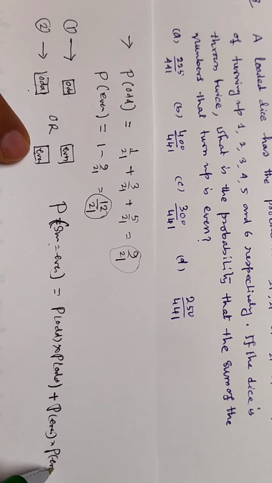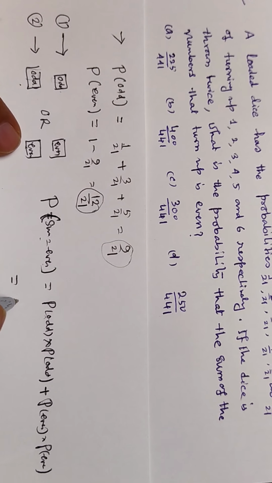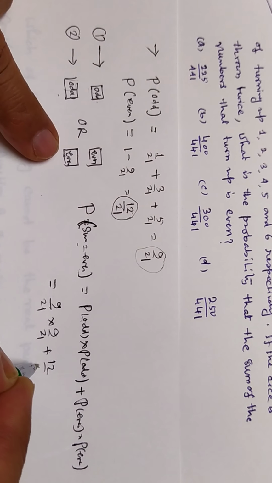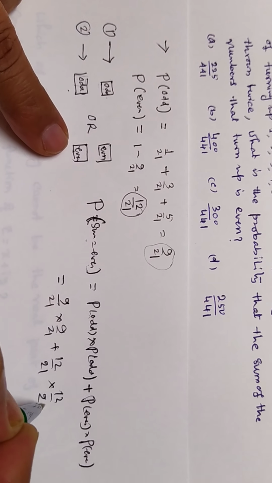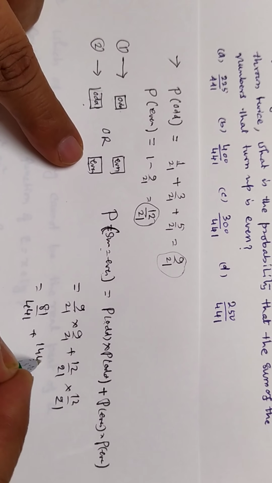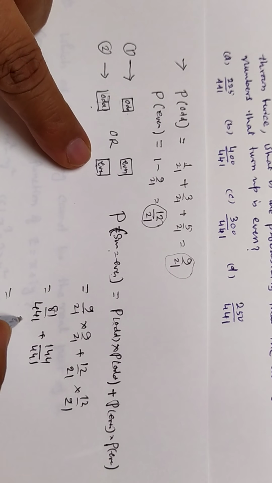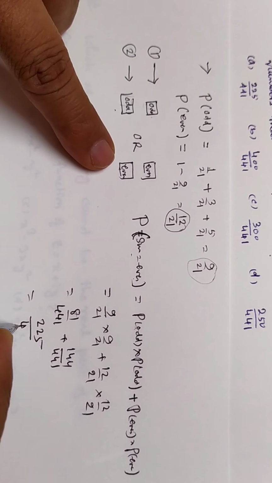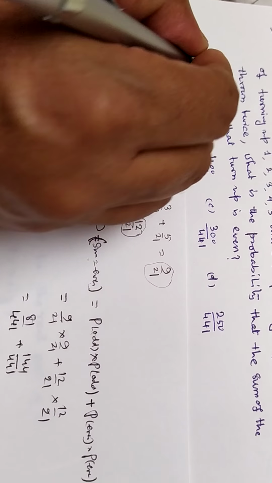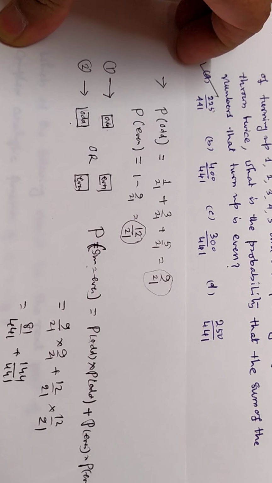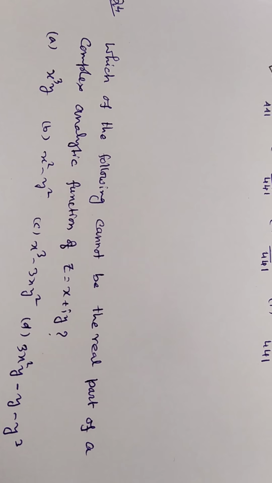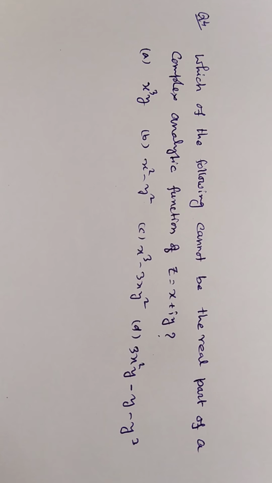into p even. Okay, then that should be equal to p odd, which is 9 by 21 into 9 by 21, plus 12 by 21 into 12 by 21, and therefore 81 by 441 plus 144 by 441 equals 225 by 441, and therefore the correct option is this. Okay, and the next problem we will be working out is this.